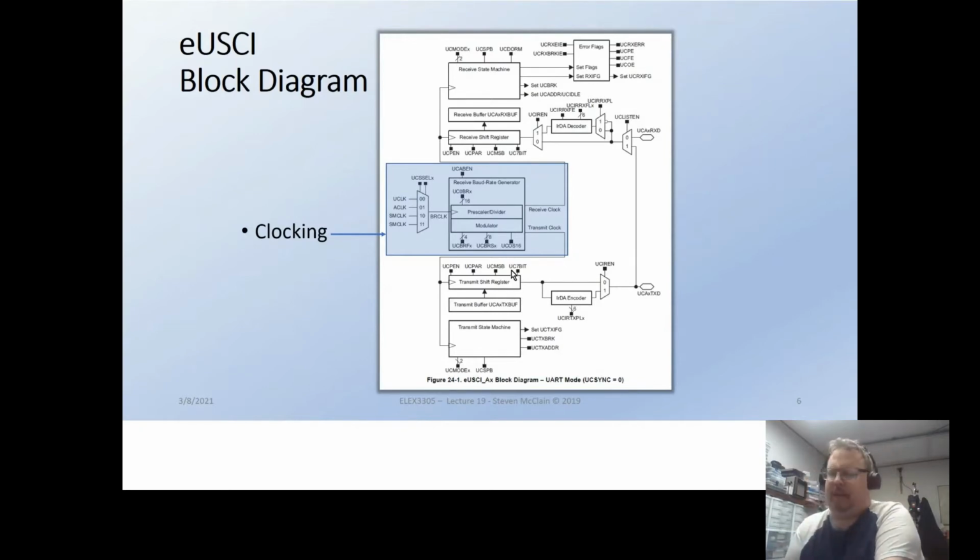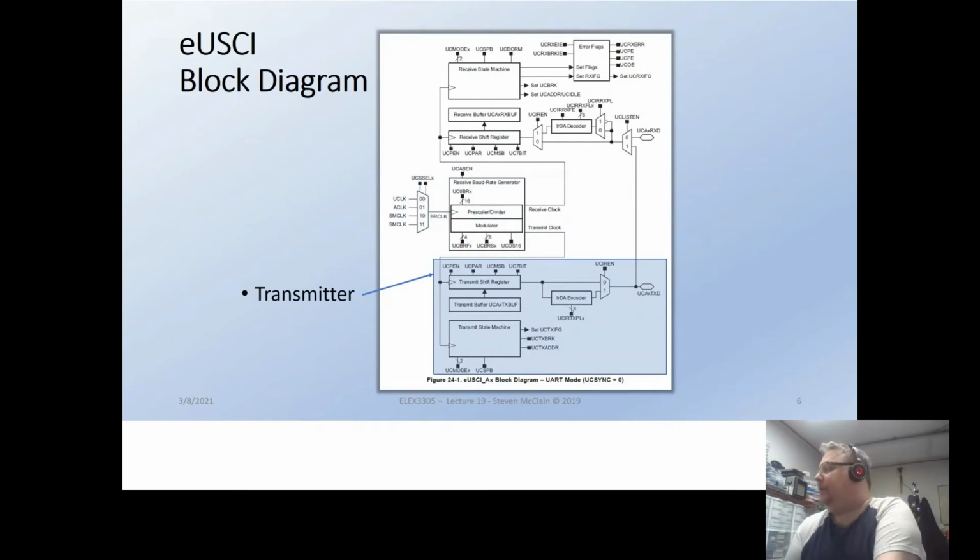If you really had to do different baud rates simultaneously, you'd basically put them onto two separate USCIs, like two different USCIs. I think the MSP432 has at least two of them. Might have four of them.